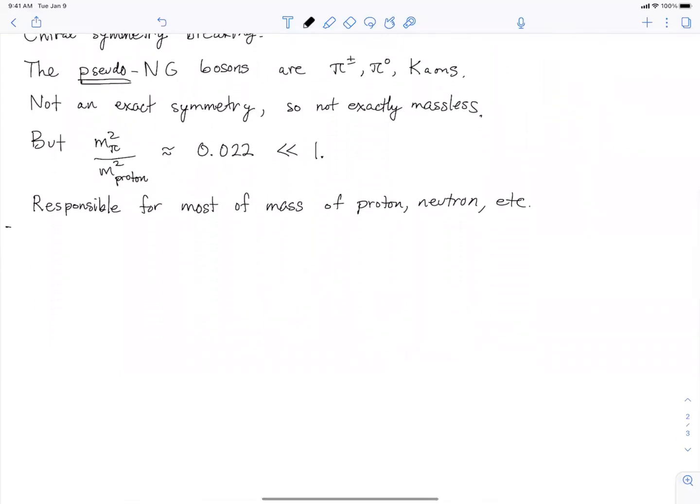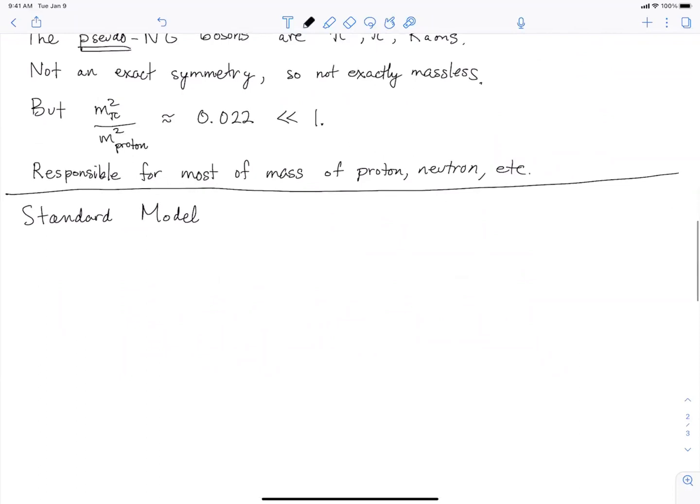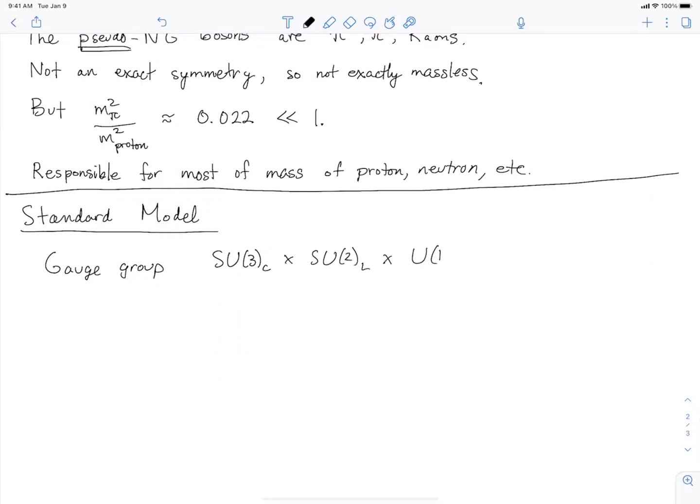All right, so let's switch gears a little bit. We had this little aside going into chiral symmetry breaking, and now let's talk about the standard model and its gauged local symmetries. First of all, the gauge group of the standard model is SU(3) for color and SU(2) for left-handed fermions, and then another U(1), which is called U(1)_Y, or weak hypercharge.